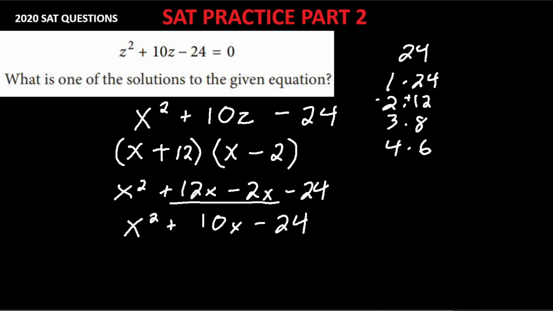So now this part over here, it says what are one of the two solutions. So we'll do both of them. So we take these two binomials and we set them equal to 0. So I have x plus 12 equals 0. And I have x minus 2 equals 0. So this one would give me x equals 2. And this one would give me x equals minus 12. And either one of those would be the correct answer.